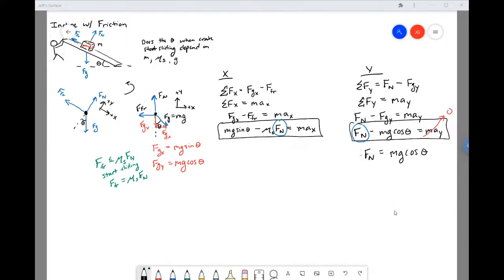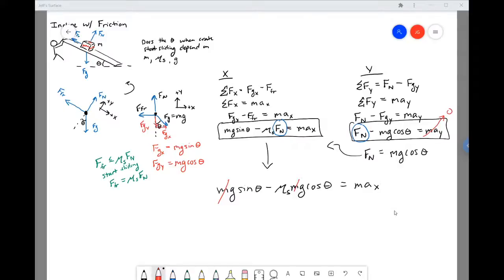And so we'll take that and plug it in over here, and we get mg sine theta minus μs, and the normal force is mg cosine theta, equals m times the acceleration down the incline. And so one thing we find is that we could factor an m out of both sides.